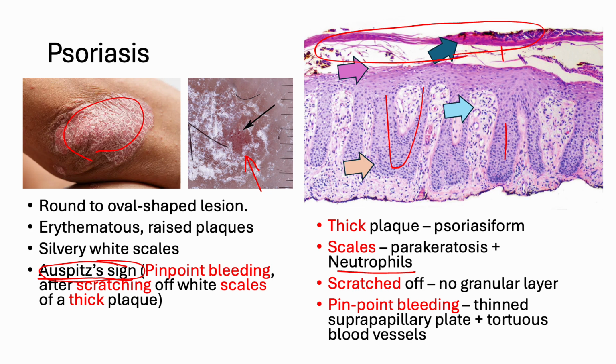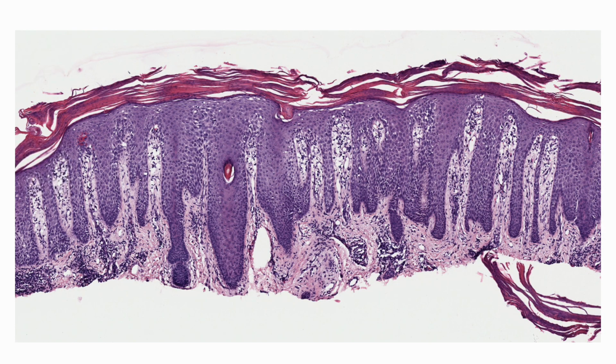Then lastly, why is there pinpoint bleeding? That is because we have tortuous capillary vessels in the papillary dermis with a thinning of the epidermis on top of this epidermal papillae. So that thinned suprapapillary plate plus tortuous blood vessels cause this pinpoint bleeding. All those clinical and pathological correlations I think are perfect in the Auspitz sign, which can help us understand. It is very important, so I would like to show another picture to repeat all those points.